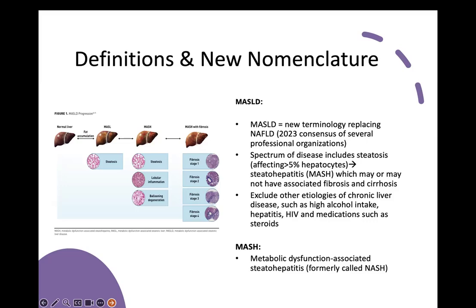Spectrum of disease includes steatosis, affecting 5% or more of hepatocytes, which can result in steatohepatitis or MASH, which may or may not have associated fibrosis or eventually cirrhosis or hepatocellular carcinoma. We have to exclude other etiologies of chronic liver disease like high alcohol intake, viral hepatitis, HIV, or medications like steroids before making the diagnosis.